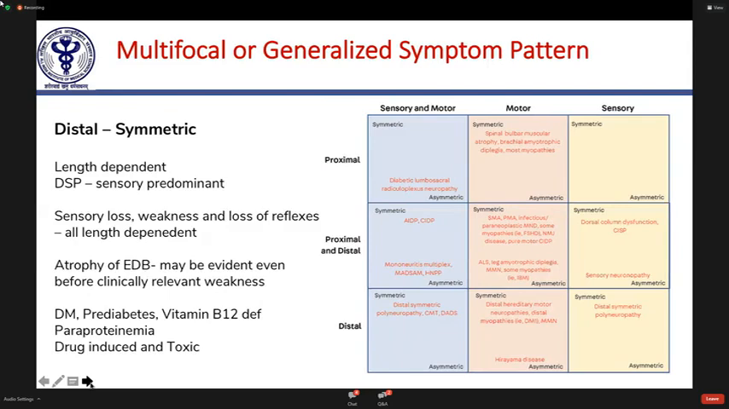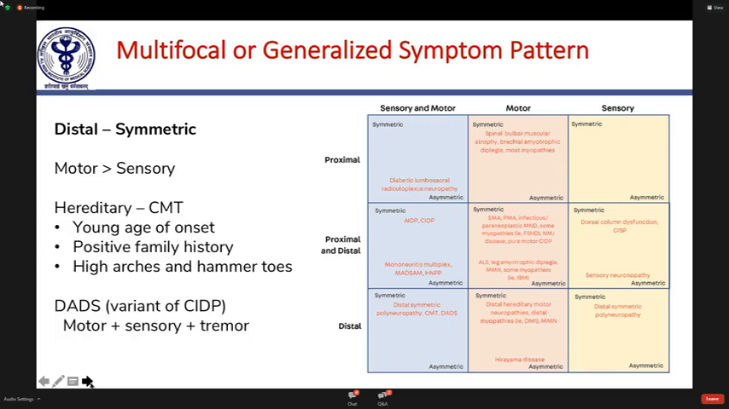Coming to a distal symmetric pattern, it could be length dependent. A distal sensory polyneuropathy, like the diabetic distal sensory polyneuropathy, with sensory predominance, is the most common. Sensory loss, weakness, and loss of reflexes will all be length dependent. Sometimes atrophy of the EDB may be evident even before you get a clinically relevant weakness. Diabetes, prediabetes, B12 deficiency, paraproteinemia, and drug-induced toxicity are the common causes of a distal symmetric polyneuropathy.